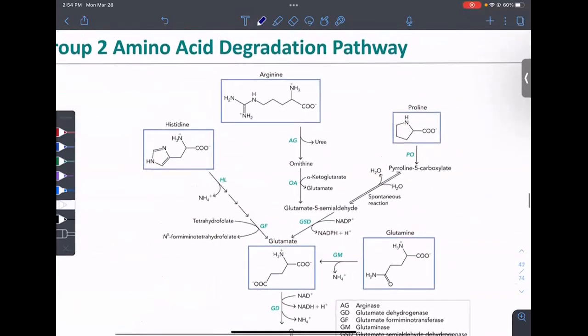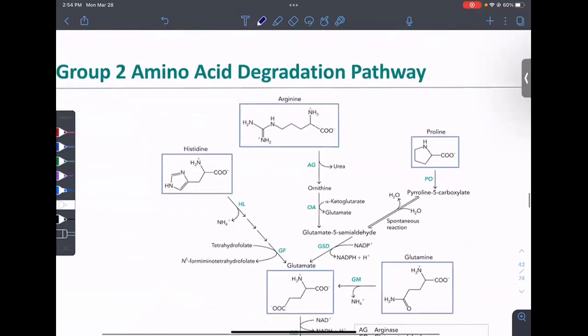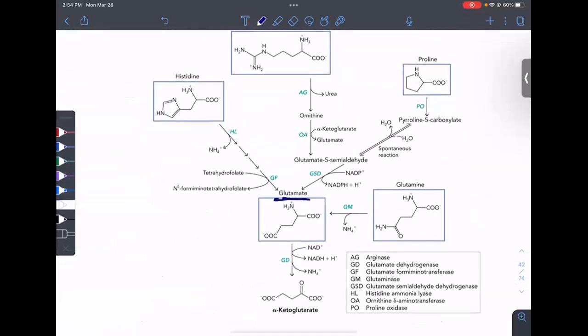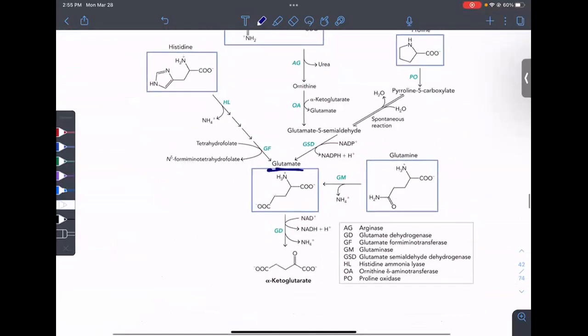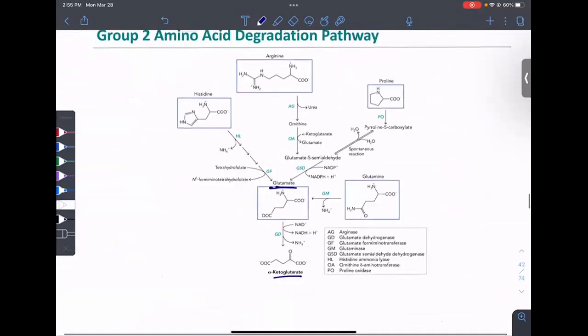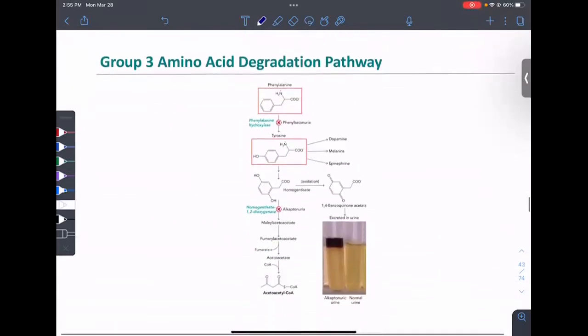Our group 2, these are all converted to glutamate, and then we are deaminated. Glutamate is deaminated by glutamate dehydrogenase, and we make alpha ketoglutarate. So these are a pretty easy group, and no, you don't have to know all the individual steps. You actually only have to know the glutamate dehydrogenase reaction. That's the deamination reaction. That one you do need to know.